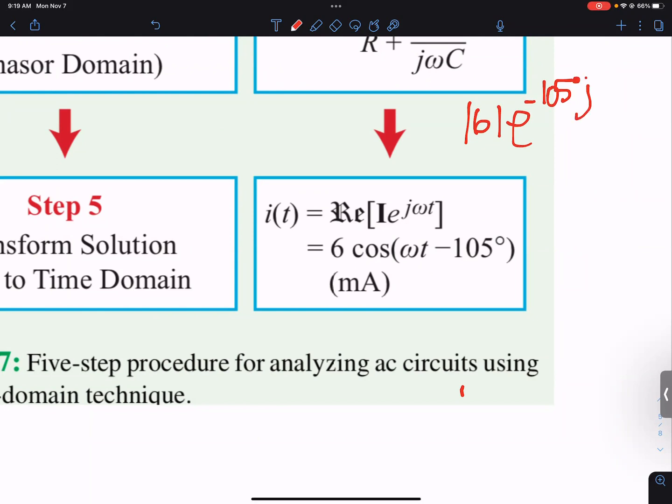And so that then translates, let's write 6. Oh, I wrote magnitude of 6. 6e to the minus 105 degrees. And then that translates back into the time domain as 6 cosine omega t, which is again that same omega frequency that we started with.